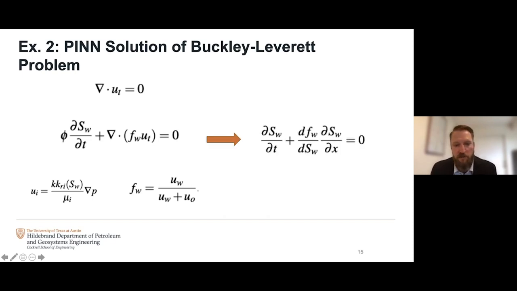And after some assumptions like incompressibility and other things, you can reduce this down to a simple equation that can be solved, again, semi-analytically, right? And so this is kind of our motivating problem for what we're going to talk about here. We're going to look at physics-informed neural network solutions of this problem, right? And it's nice to compare the physics-informed neural networks because, again, we have a semi-analytic solution here.